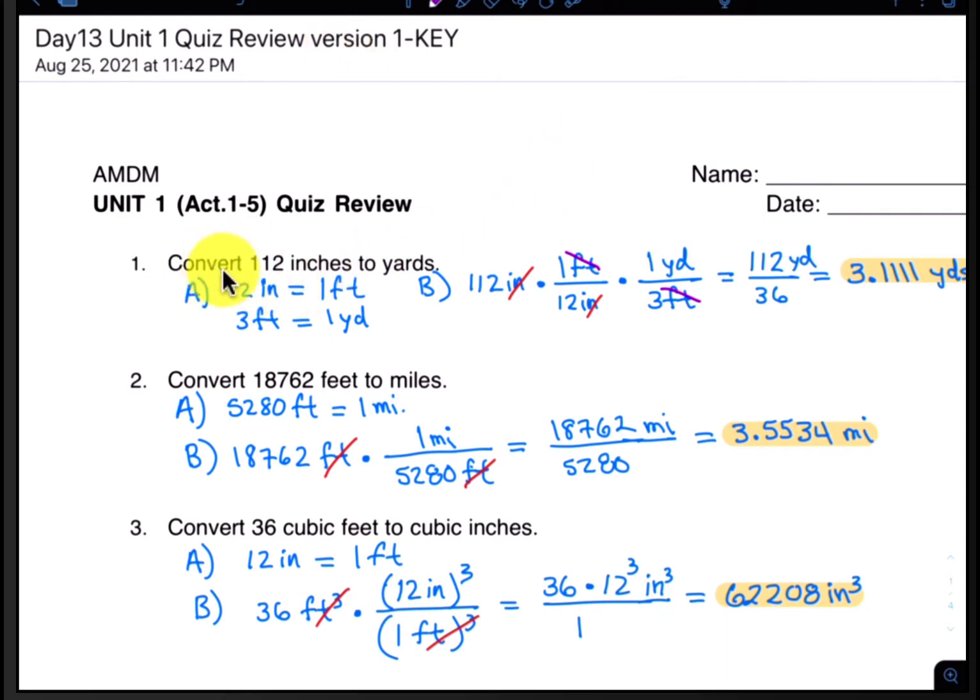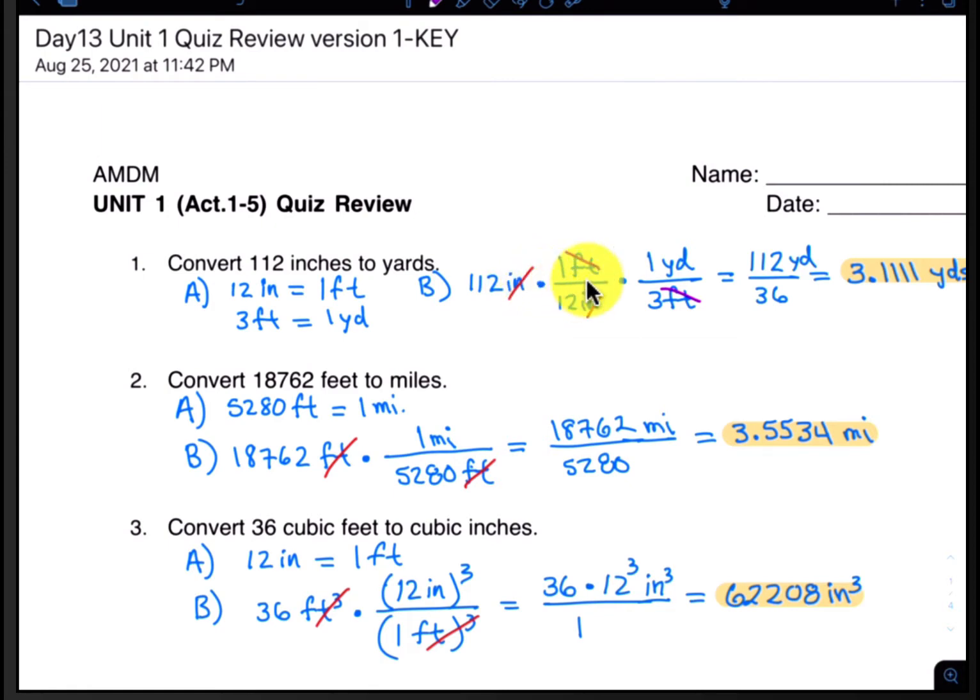Problem 1 says to convert 112 inches to yards. Well, part A, we're given all of the conversion factors that we need. We need 12 inches is 1 foot and that 3 feet is 1 yard. Here in section B, we start with what's given, which is 112 inches.